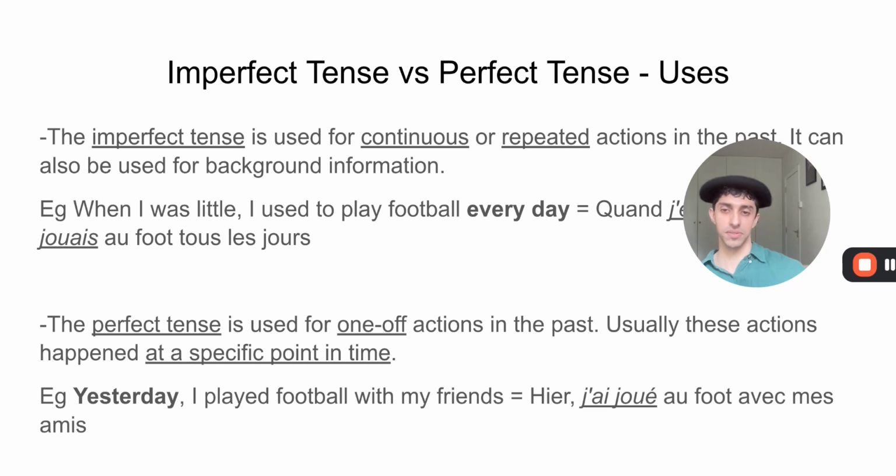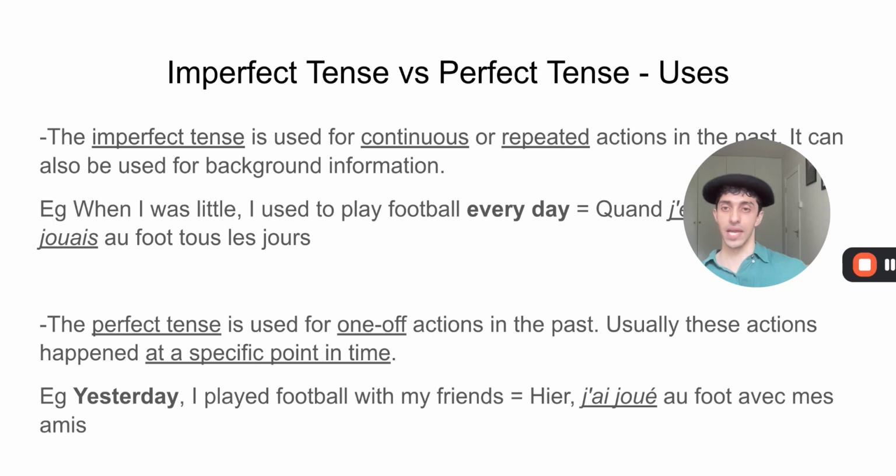Because this is a one-off action in the past. Many people may think to themselves, you know what? It's very unlikely that this person just played football once in their lifetime, which is true. But within this particular sentence, there's no actual indication that it happened again or more than once. The sentence itself doesn't indicate this being anything more than a one-off action in the past, and that's why the perfect tense is used instead of the imperfect tense.